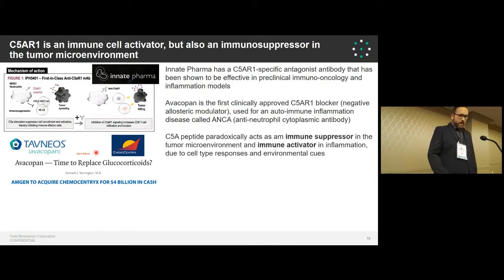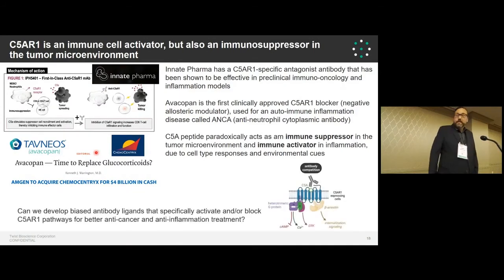Just looking at this from a high level, it's really interesting that the C5a peptide can stimulate the immune system systemically, but then also suppresses the immune system in the tumor microenvironment. So again, if we have all of these antibodies that bind with really unique pharmacology, can we better dissect these two sort of paradoxical activities in the C5a receptor?